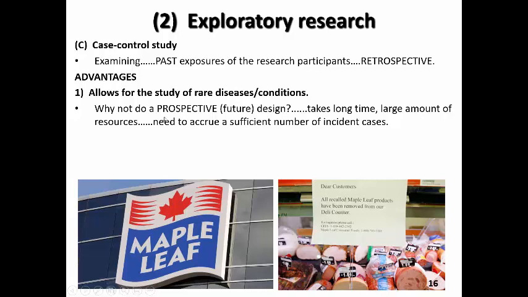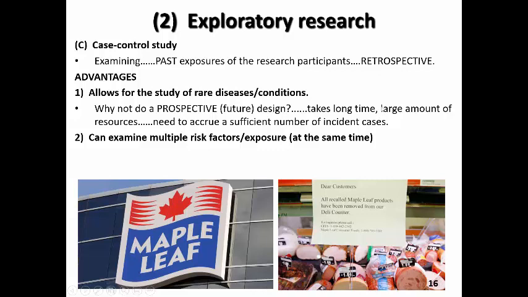And the problem with taking on a prospective design with rare diseases or conditions is that, in order to carry out any meaningful statistical approach, the researchers would need to accrue a sufficient number of new cases in their research participants over the course of time. And so the advantage here with the case control study is that it's not prospective, it is in fact retrospective, and it's able to gather information that's already existing.